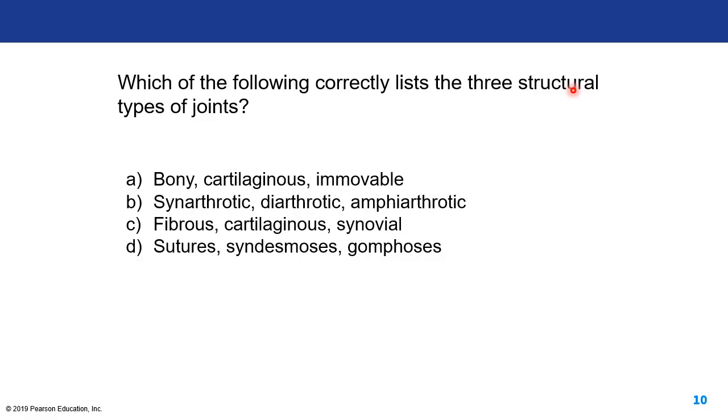I'm going to stop it. All right, what is your answer? C. Yes. Fibrous, cartilaginous, and synovial. That is a structural type of joint.